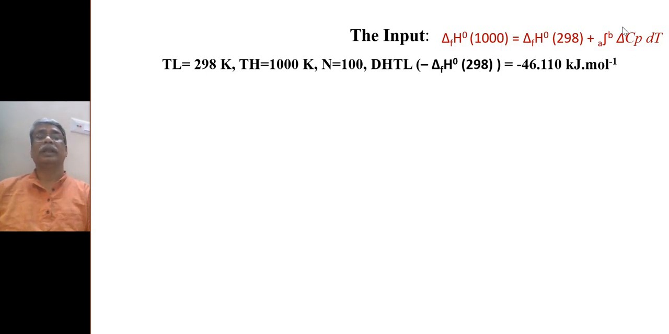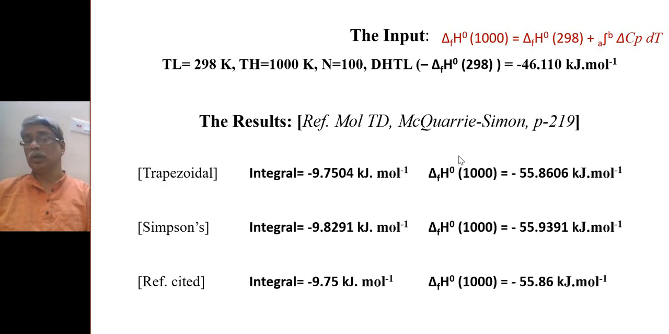This is called the integral, and the lower value is known to me, and that is the unknown that I had to find from this scheme. So lower temperature is 298 Kelvin and higher temperature is 1000 Kelvin for this given problem, and we have used only 100 points, and the initial value is also given, that is at this temperature minus 46.11 kilojoules per mole. So the evaluation of this integral by different schemes, Trapezoidal, Simpson's, and that from the reference cited, are very close: 9.75, 9.82, 9.75.